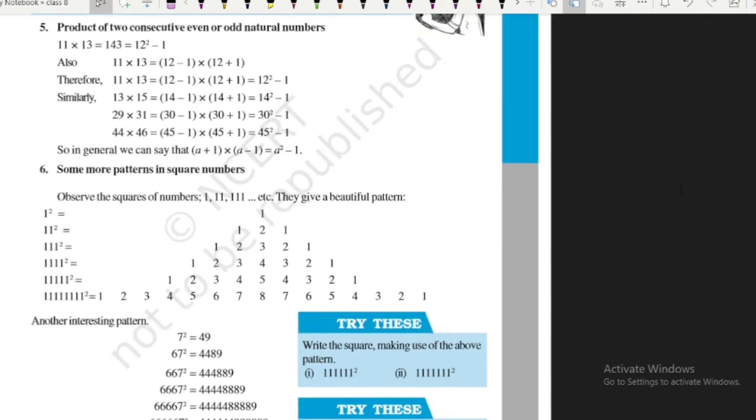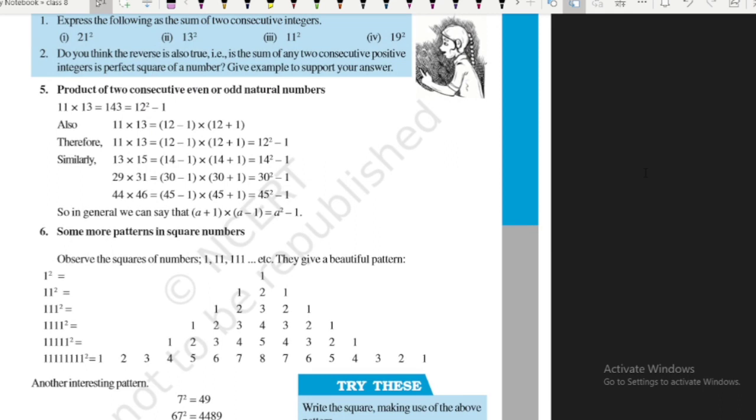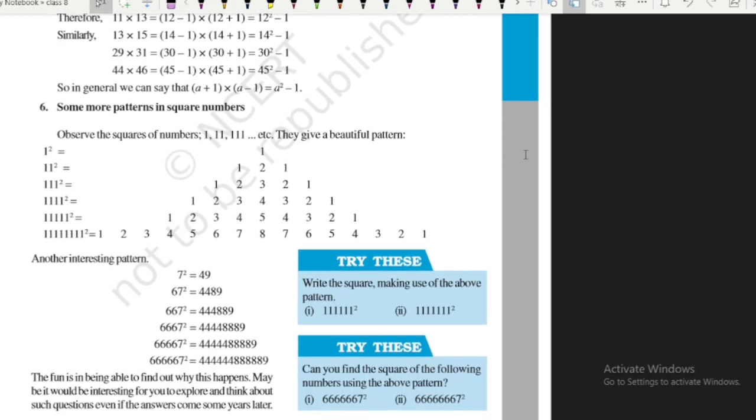So again we have the fifth property, but it is not that important, that much is not required, you can learn it here. Sixth one, you can see a pattern, so that you can answer any given pattern. 1 square is 1, and 11 square is 121, and 111 square is 12321.